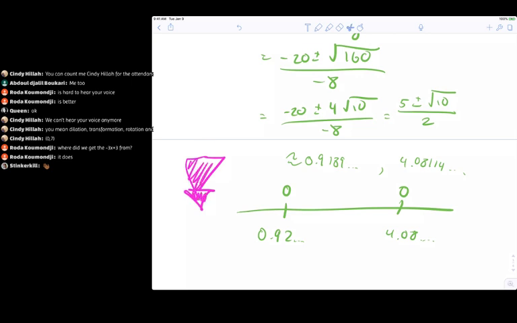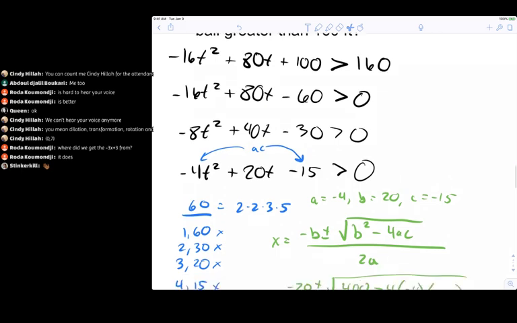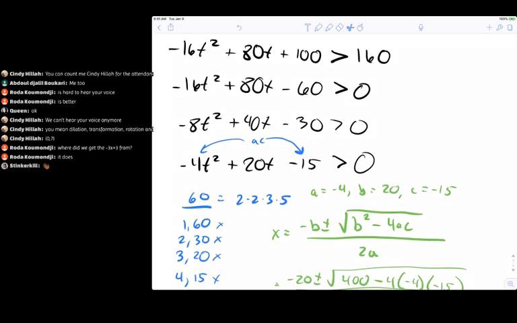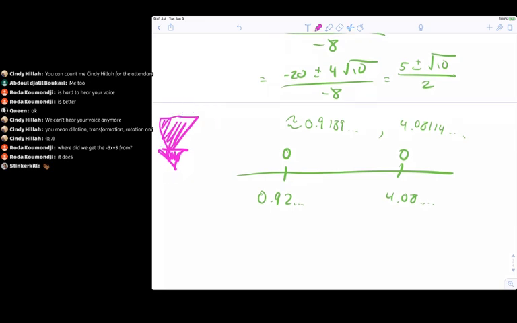So again, these zeros break the number line up into three sections. We got this far left, we got this middle section, and we have this far right. So what we want to do is find the corresponding y values in each of these three sections. If we choose a number to the left here, maybe 0, and plug 0 into the original, we get a negative 15. So what that means is that all the x values over here are going to be negative or below the x-axis.